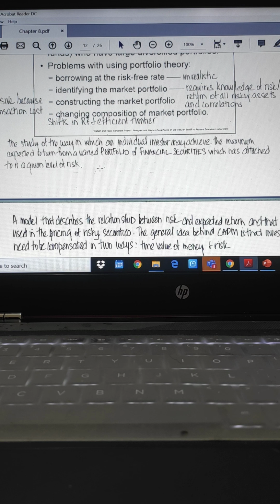We will conclude this session for now. In the next session we will be doing the capital asset pricing model.